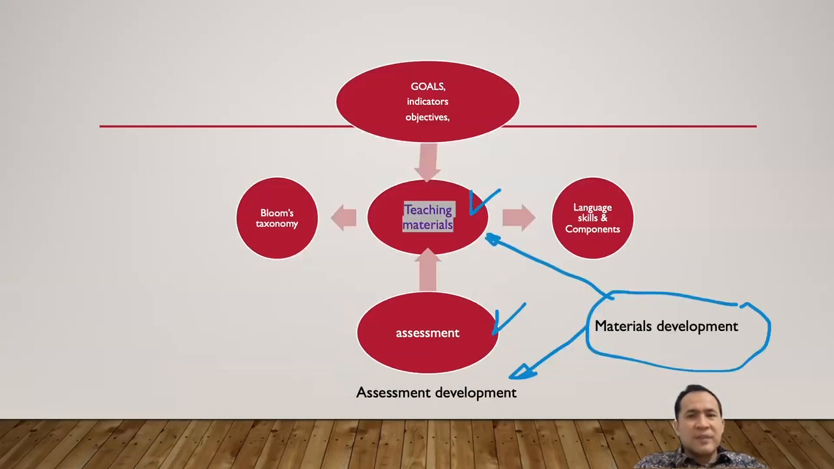Okay, so in short, we can see there are materials here, development of materials here, assessment is here, right? So three different things: materials, language skill and knowledge components, and then Bloom's taxonomy. This is your goal of teaching, or indicators, objective, learning outcome, and so on. Things that you put as your assessment, your criteria to achieve the goals, this is your assessment. Okay.